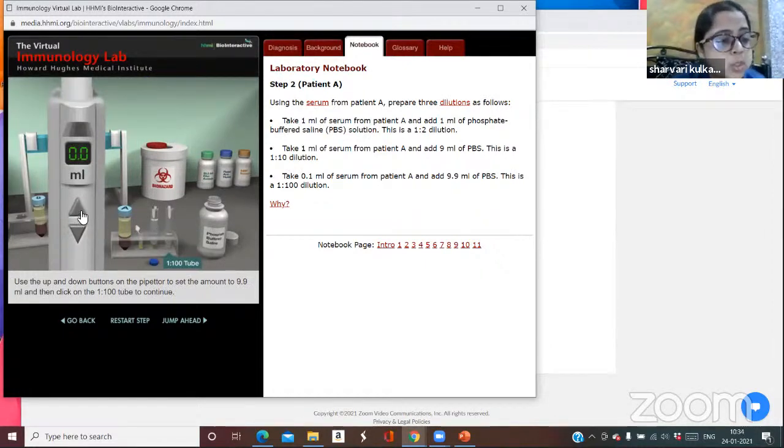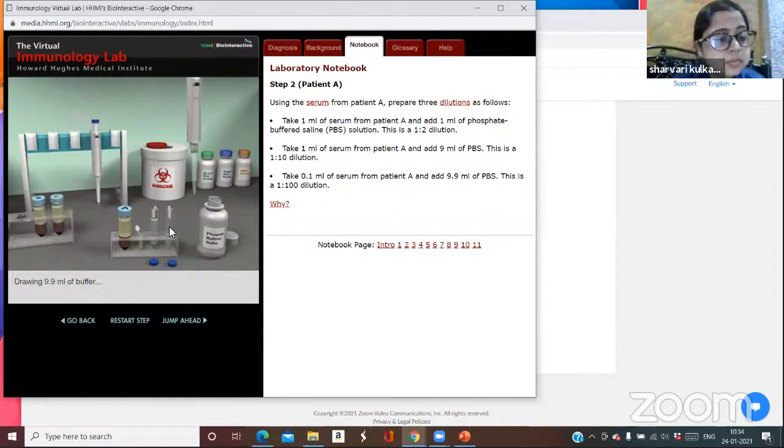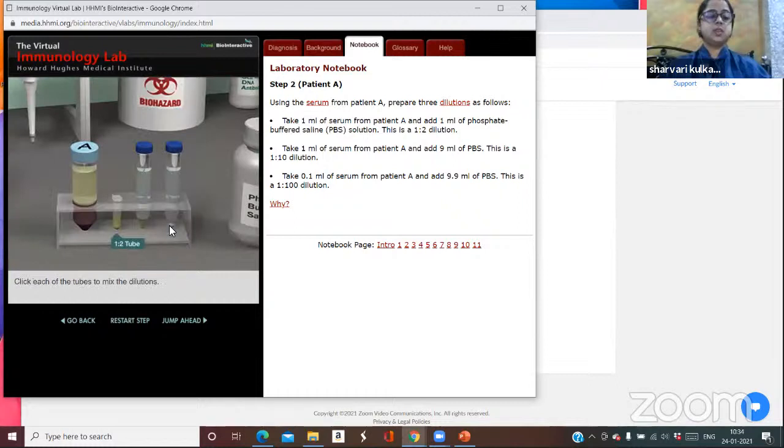Then the next step, use the up and down buttons on the pipetter to state the amount of 9.9 and then click on 1:100. So this is the third dilution. Done. Now we have to click on each and every tube to mix the dilutions. First, second, and third.